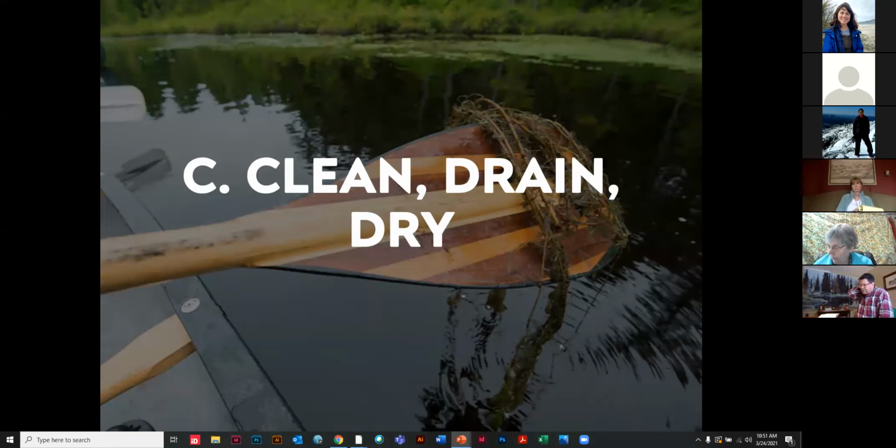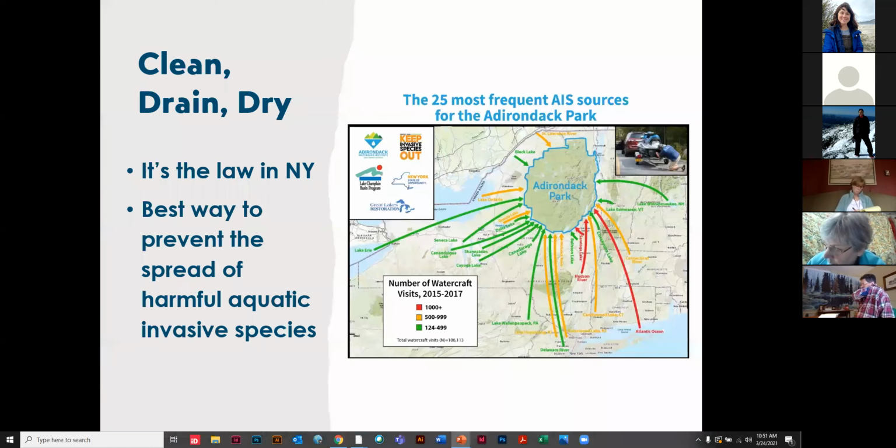And so let's just get into clean, drain, dry really quick. Humans are primarily the vector spreading invasive species across the world. They're not moving themselves. It's the law in New York to clean, drain, dry your boats. And it's absolutely the best way to prevent the spread of harmful aquatic invasive species coming to the Adirondacks. We have visitors from all over the country coming here, particularly as international travel is restricted. Folks are exploring new areas and they might be bringing invasive species with them.